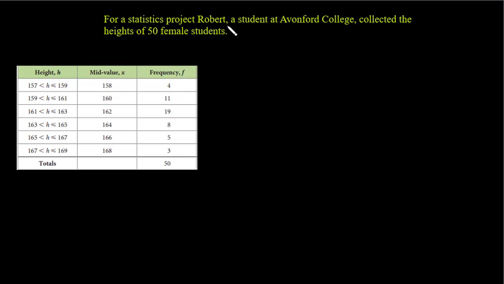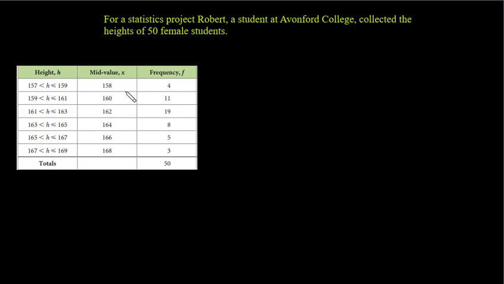For a statistics project, Robert, a student at Avonfort College, collected the heights of 50 female students. This is an example I prepared to help you know more about grouped data. We have the raw data, and now we categorize it into smaller groups here. For girls with a height greater than 157 centimeters and smaller than or equal to 159 centimeters, there are 4 students. For this range it will be 11, for this range 19, and all the rest.